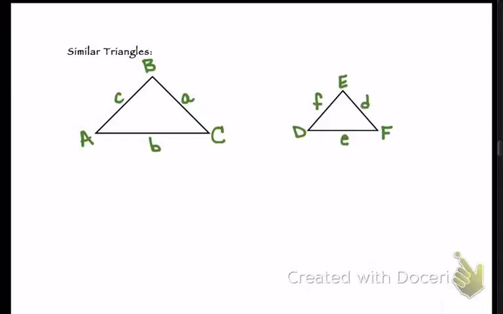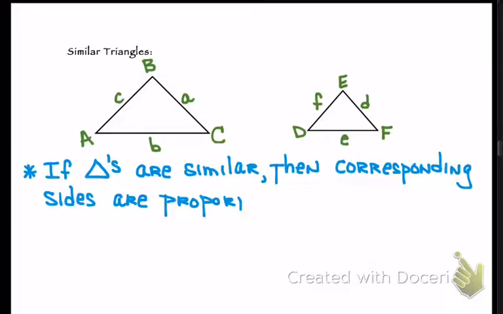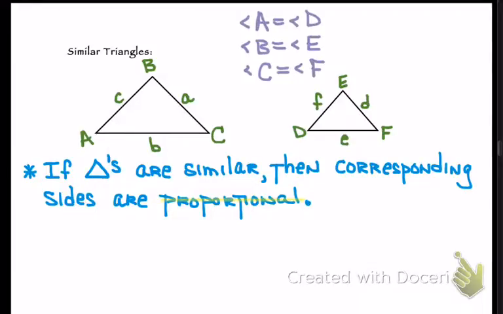Okay, so similar triangles. What I did for you, take a look. I kind of labeled these two triangles. What do we know about similar triangles? Okay, so some things I know. If triangles are similar, then their corresponding sides are proportional. What does proportional mean? Okay, how do you set up a proportion? Well, I also know in similar triangles that the angles have to be equal.